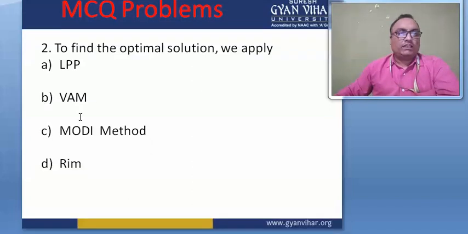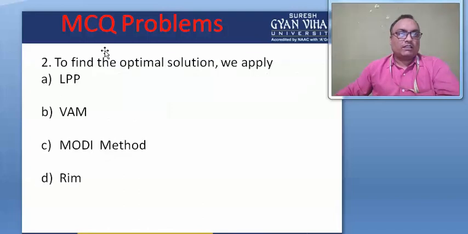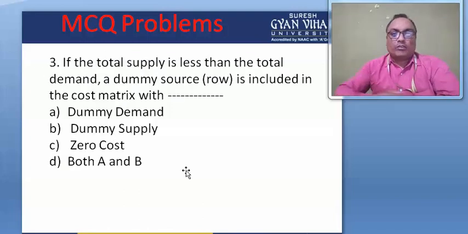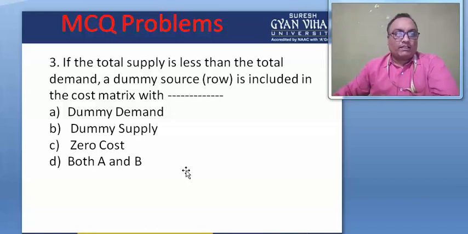Then move to the next question, question number 3, right? In MCQ problem 3, if the total supply is less than the total demand, a dummy source row is included in the cost matrix, then dummy supply is added, right? Dummy supply. So B is the right answer for this question.